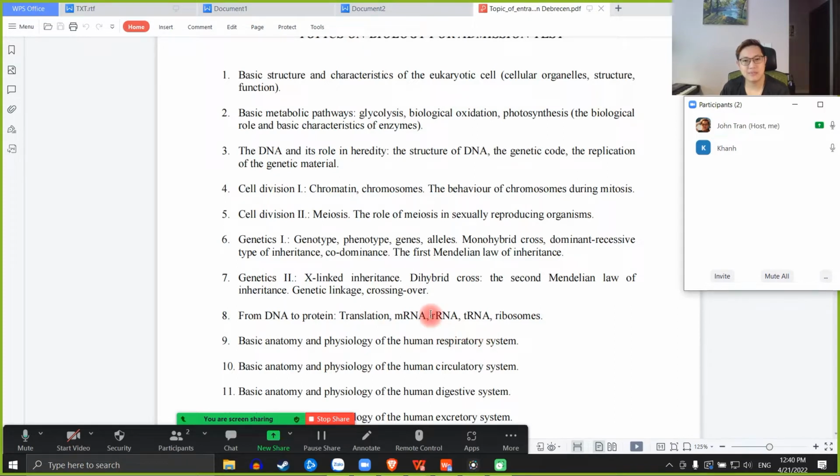Yesterday you described the first and the second Mendelian law of inheritance. But you didn't really explain the genetic linkage, crossing over, and things like that. Can you describe X-linked inheritance, dihybrid cross, genetic linkage, and crossing over?